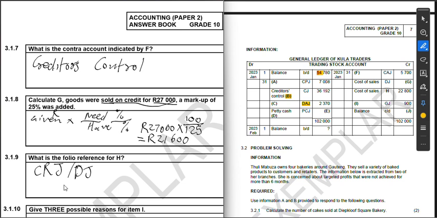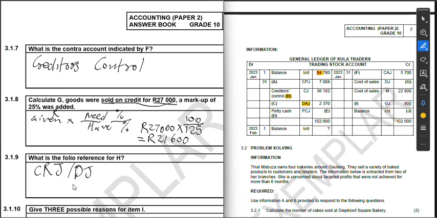Instead of bank, you'll substitute that with debtors control. So that will be the difference between the two. And then sales will go hand in hand with our cost of sales, because whenever you sell something, your trading stock will decrease. That's where the cost of sales comes in. And then you are going to get money. That's where you get your bank. So sales with bank, cost of sales with trading stock.